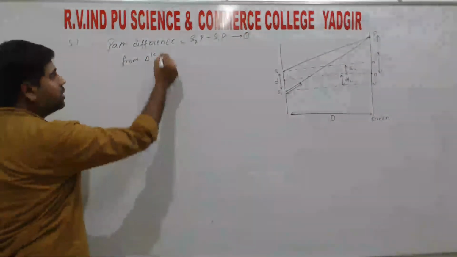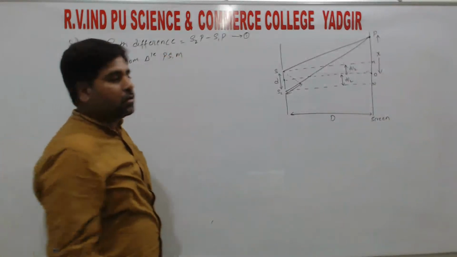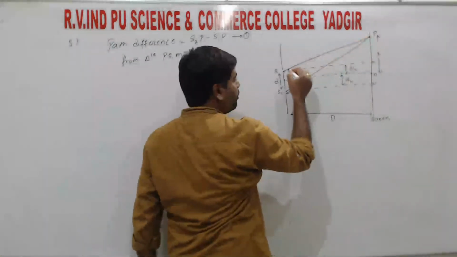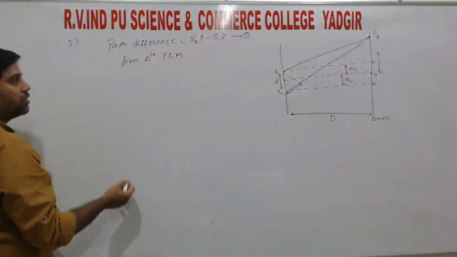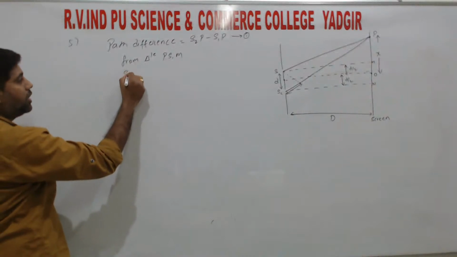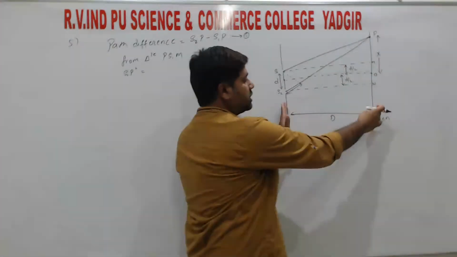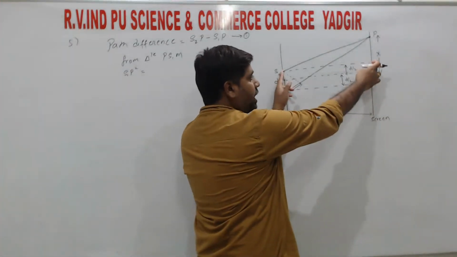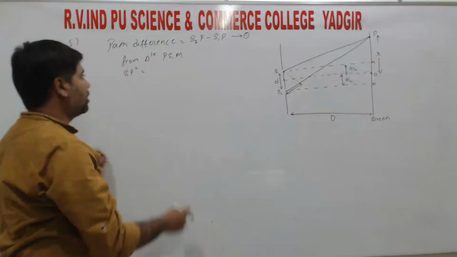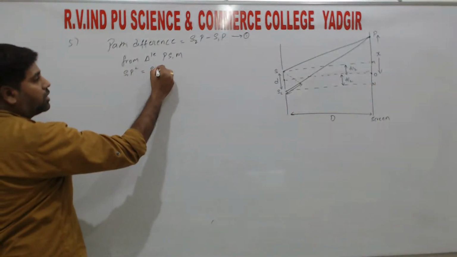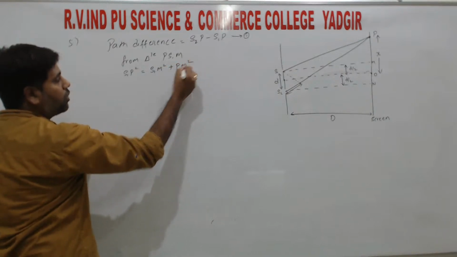So from triangle P S1 M, right? So we are considering the triangle P S1 M. This is a right angle triangle. So from Pythagoras theorem, S1P square is equal to S1M square plus PM square, right? The distance between the slit and the screen is the same for S1 to M and S2 to M.